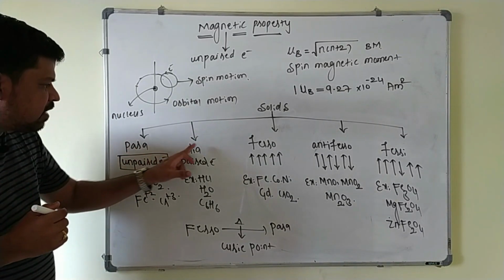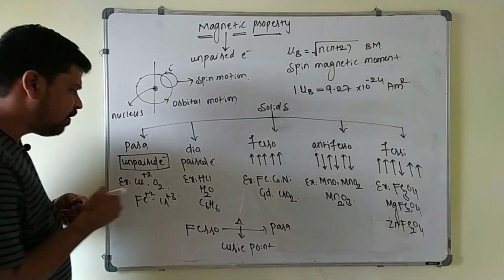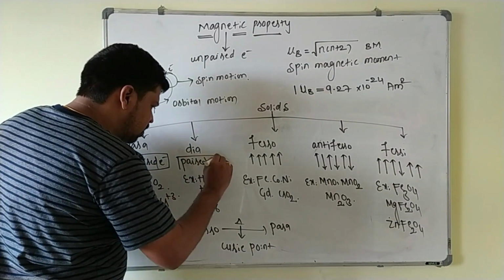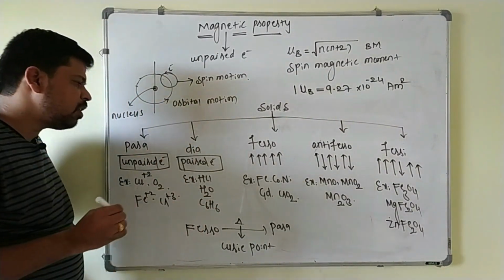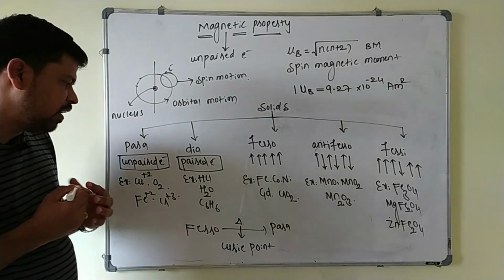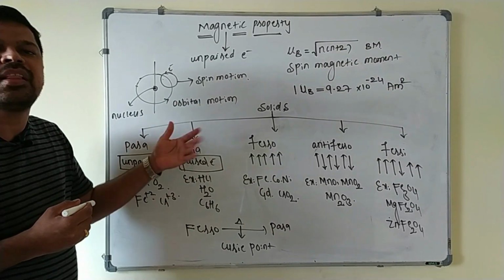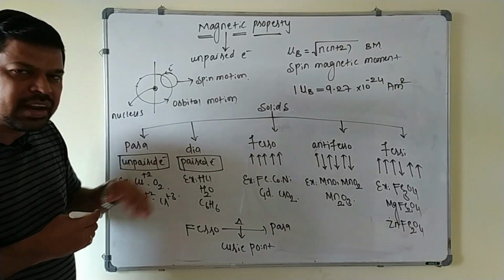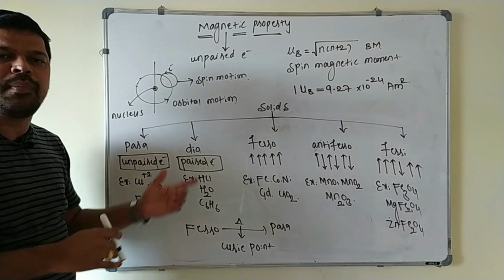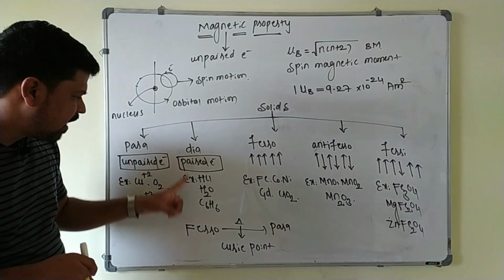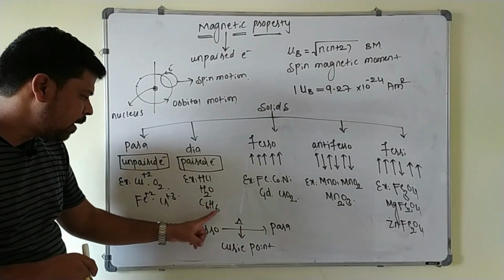These paramagnetic substances lose their magnetic property in the absence of the magnetic field. Next is diamagnetic substances, and these have only paired electrons. Pairing of the electrons cancels the magnetic moment of each other. Hence these diamagnetic substances are weakly repelled by the applied magnetic field and they are magnetized in the direction opposite to that of the applied magnetic field. The examples are HCl, H2O and benzene.